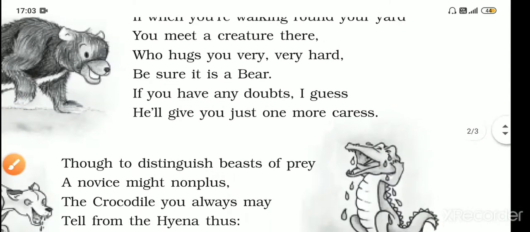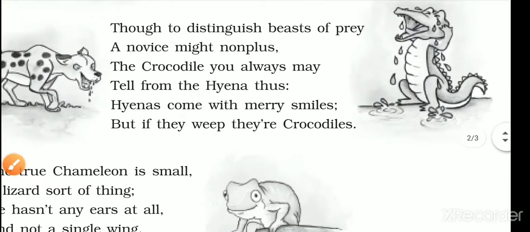Now let's go to the next stanza. Though to distinguish beasts of prey, a novice might nonplus, the crocodile you always may tell from the hyena thus. Hyenas come with merry smiles, but if they weep, they are crocodiles.